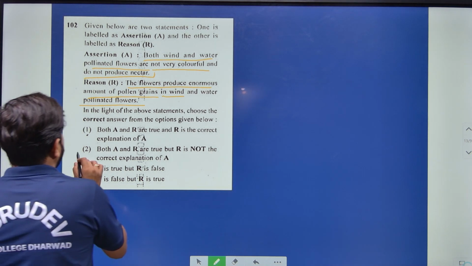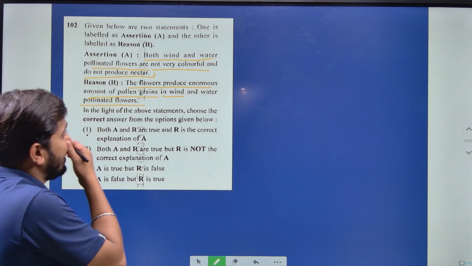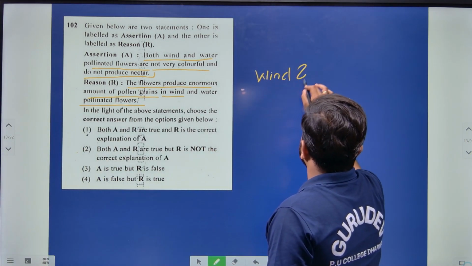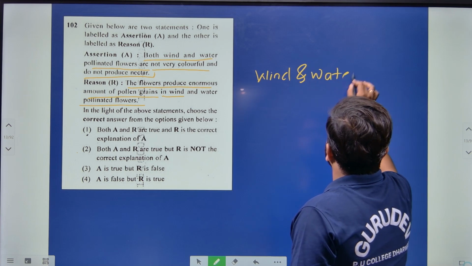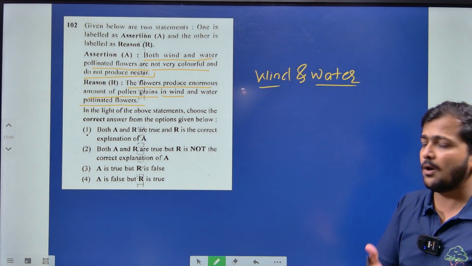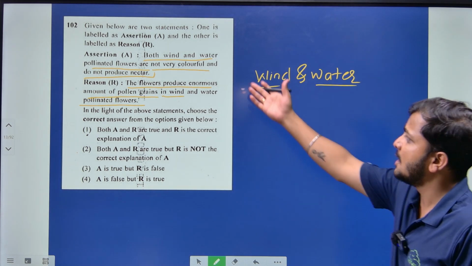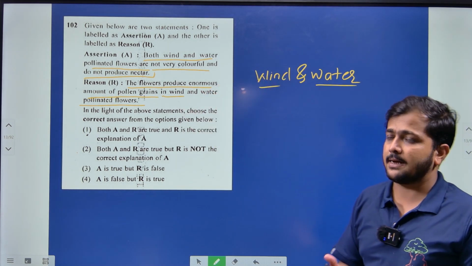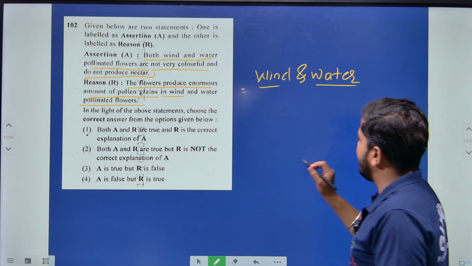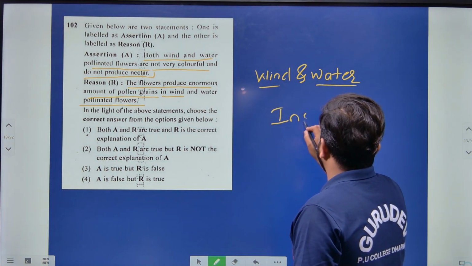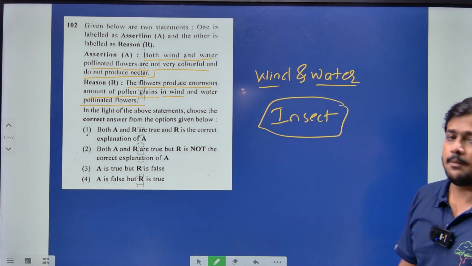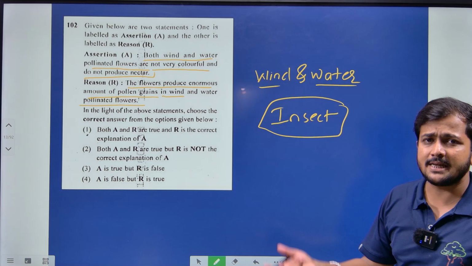With respect to wind and water pollination, the flower does not need to attract wind and water by being colorful, having fragrance, or producing nectar. Colorfulness and nectar formation serve insect pollination. But with respect to wind and water, it is not necessary.